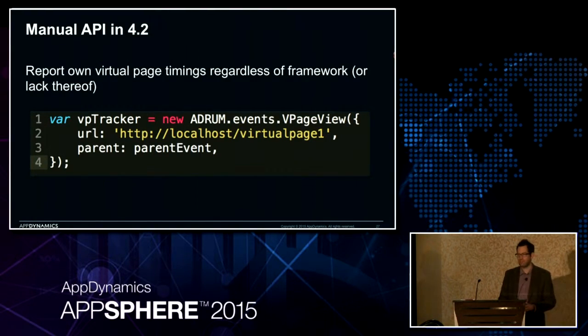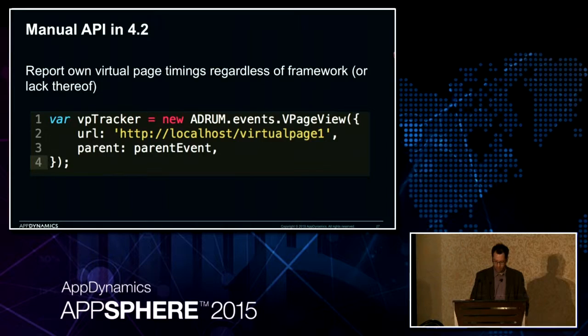So in 4.2, what we're bringing out is a manual API. And this will let you add code to your application to report those virtual pages and associate Ajax with them. So here's the fundamental element. As you see in line 1 here, we're basically defining a tracker using the ADRUM JavaScript API. And you can just call this, or you could pass it a specific URL to use in the naming of it. And you can start to see associate things like parent events.